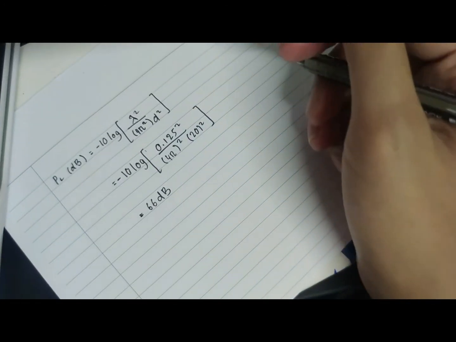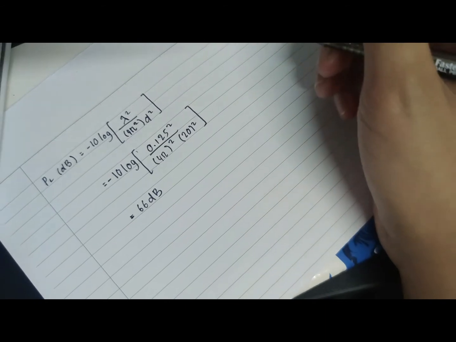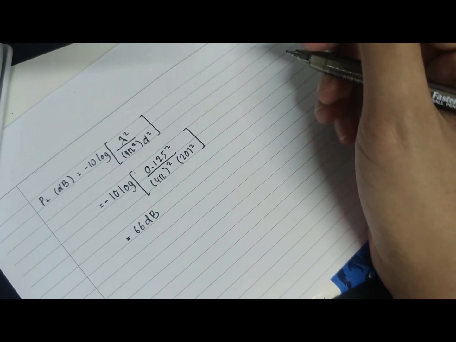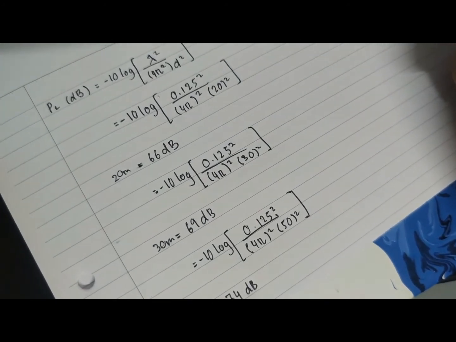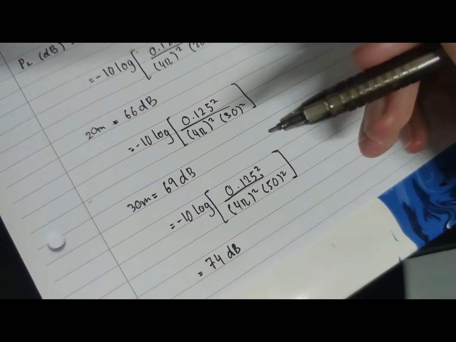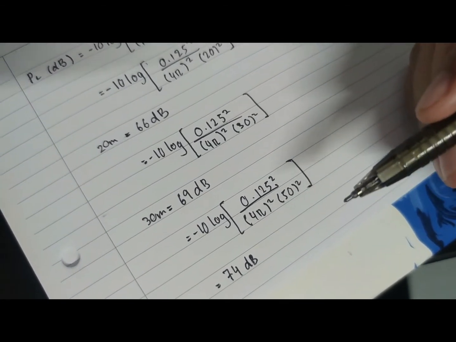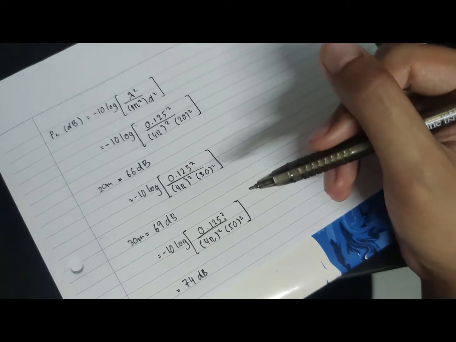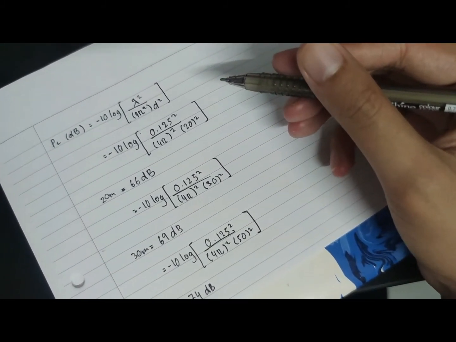For the next distances, 30 meter and 50 meter, I will skip forward again to see the results. Okay, so this is the final answer that we get. For 30 meter we will get 69 dB, and for 50 meter we will get 74 dB. Next we will show the calculation for the 5 gigahertz.